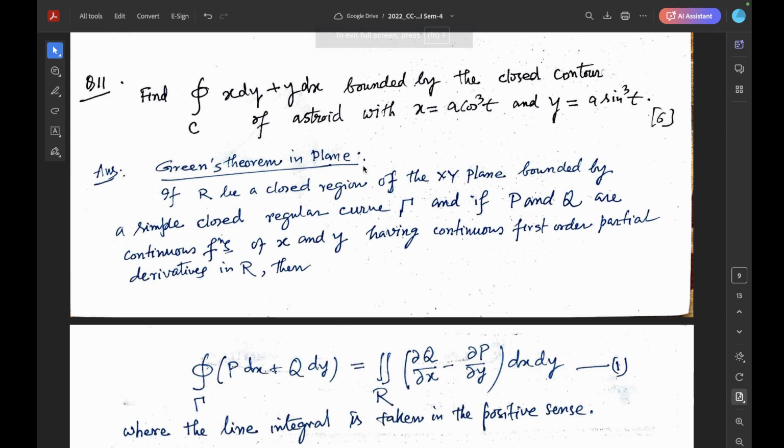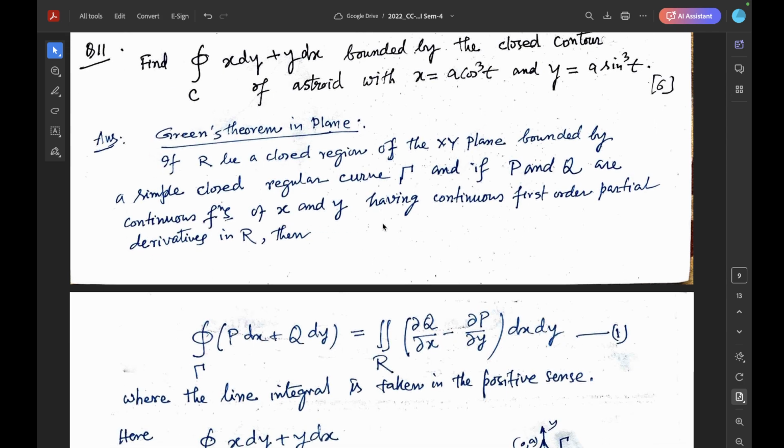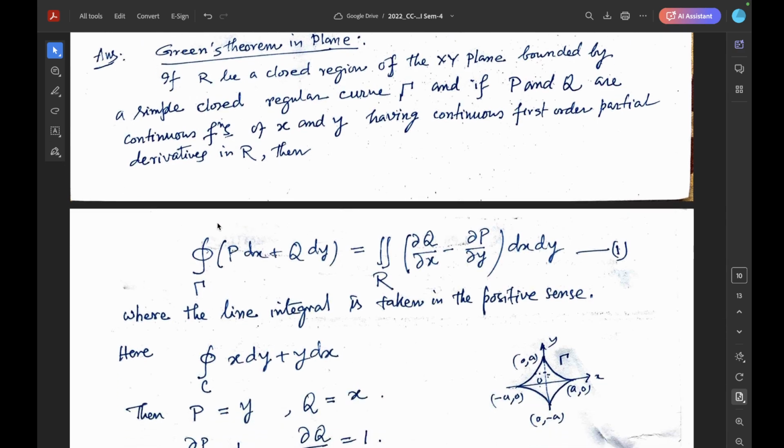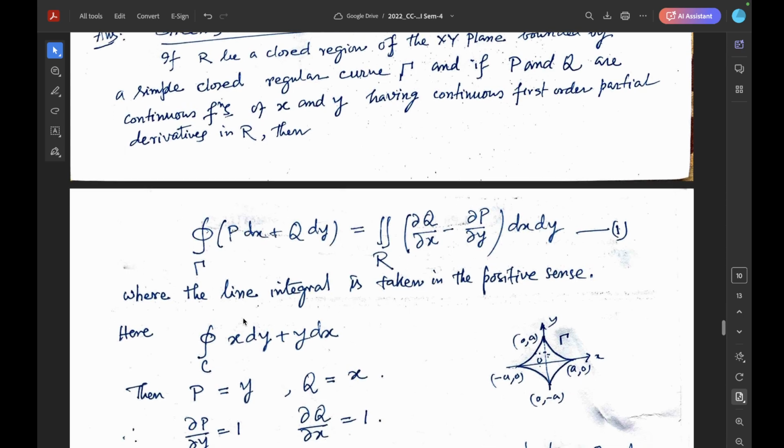Now Green's theorem in plane. Let R be a closed region of the xy plane bounded by a simple closed regular curve gamma, and if P and Q are continuous functions of x and y having continuous first order partial derivatives in R, then the closed line integration over gamma of P dx plus Q dy is equal to the surface integration over R, where R is bounded by this curve gamma, of del x of Q minus del y of P into dx dy in the xy plane, where the line integral is taken in the positive sense, that is anticlockwise sense.